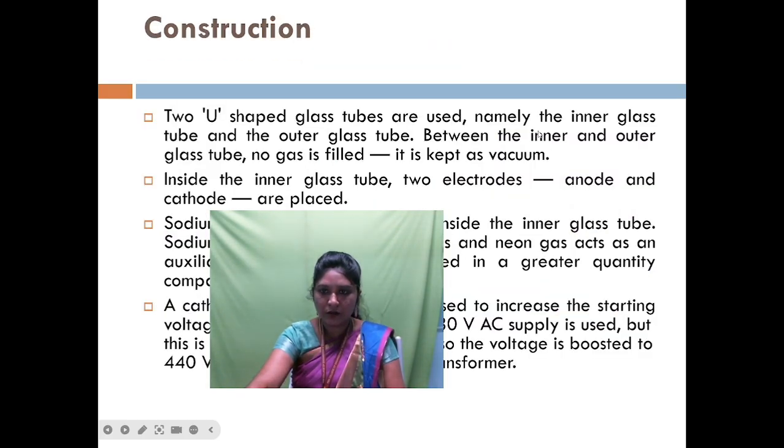So there are two U-shaped tubes, inner and outer. The inner is filled with gas, and in between the inner and outer no gas is filled and it is kept as a vacuum.